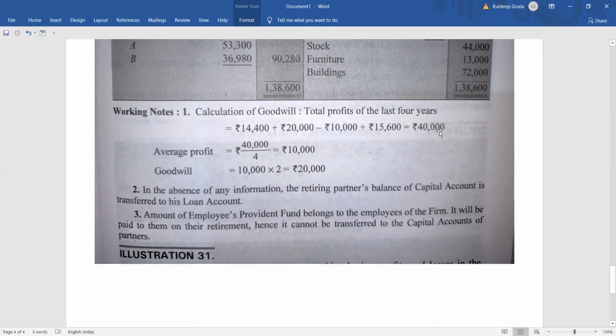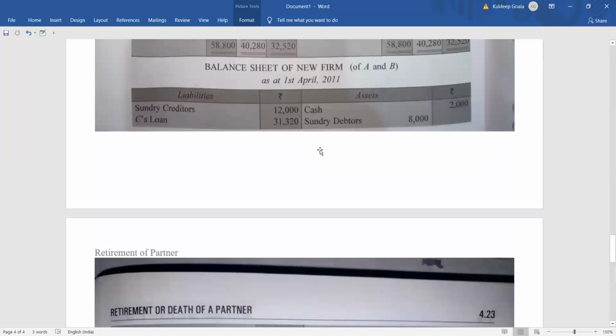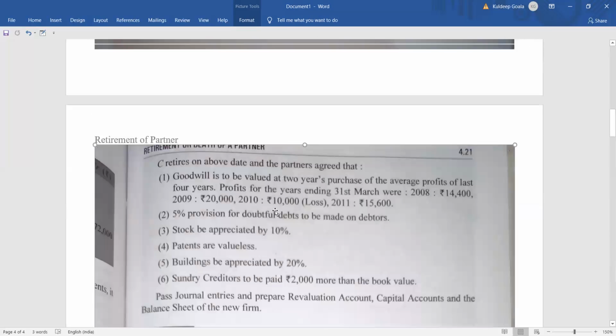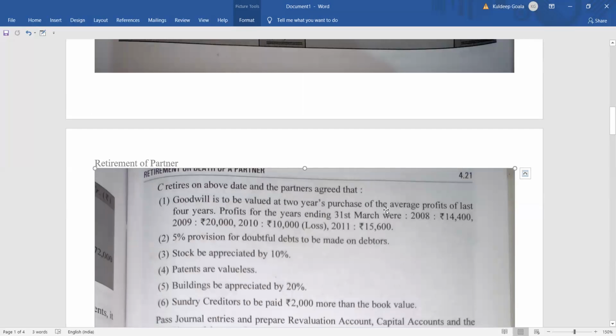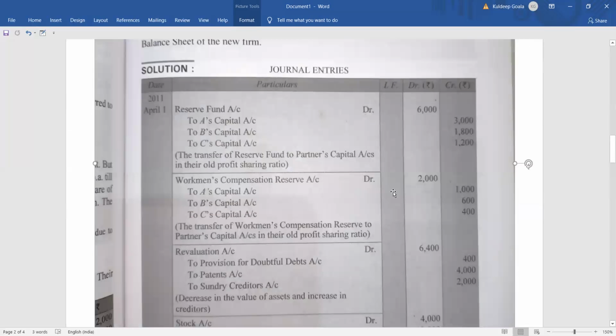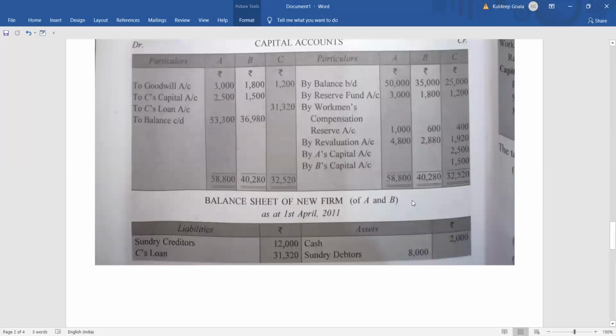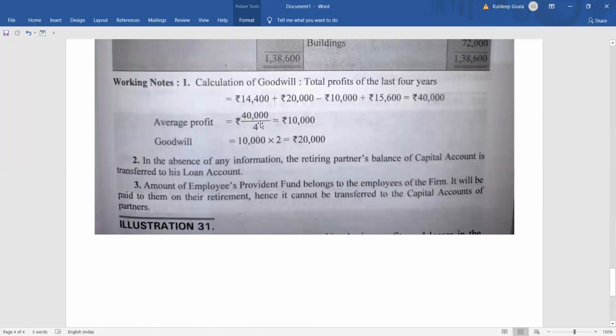So what will be the average profit? 40,000 divided by 4, right? So the average profit is 10,000. Clear? Now what is told here? What is the number of years' purchase? Goodwill is to be valued on 2 years' purchase. Okay, so 2 years' purchase means whatever the amount of average profit will come, multiplied by 2. So here we have the average profit as 10,000. So the goodwill will be 10,000 into 2, it is coming 20,000, right? So the goodwill is 20,000 rupees. Clear? Okay, fine.